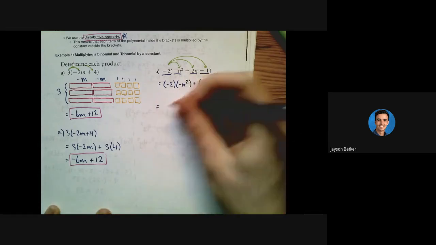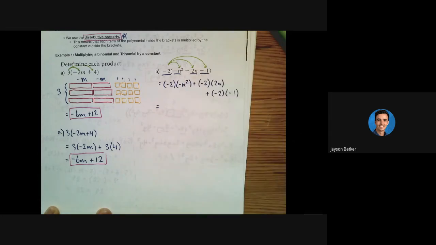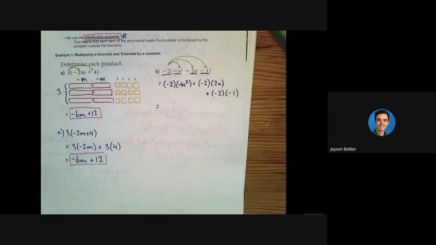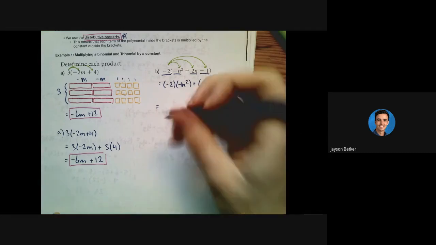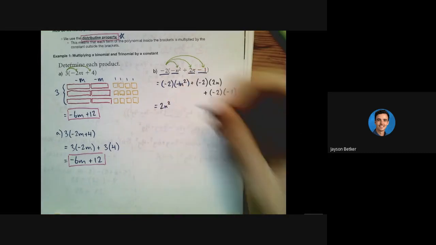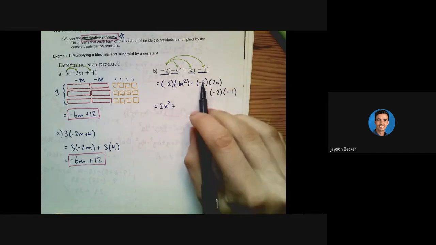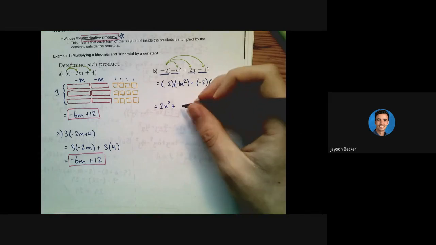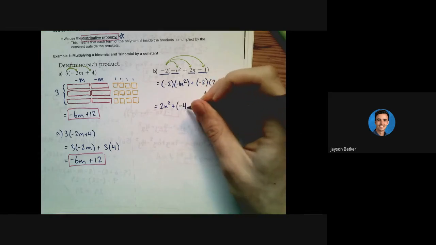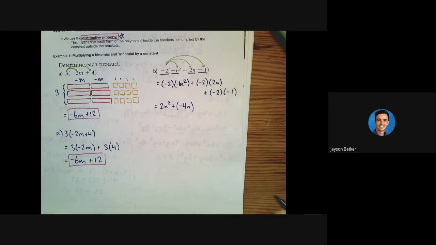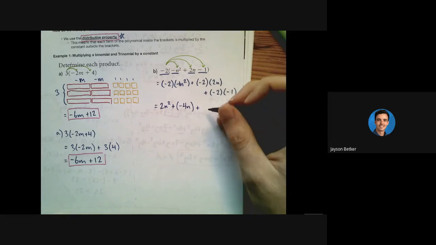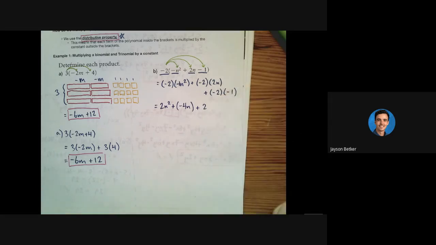So negative 2 times negative n squared, well, let's even just make it a little bit easier for ourselves here. Let's put a 1 there. Negative 1 n squared is what that means. Negative 2 times negative 1, we know is just 2. We get 2n squared plus negative 2 times 2. That's going to be negative 4. I'm going to keep this in brackets because it's a negative. Negative 4n plus negative 2 times negative 1 is positive 2. So I can take that out of its brackets because it's just positive 2.